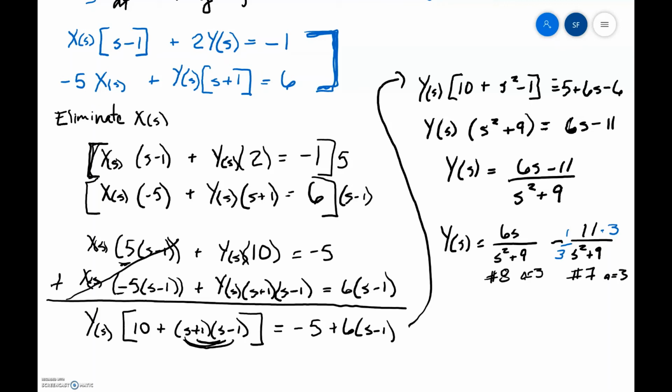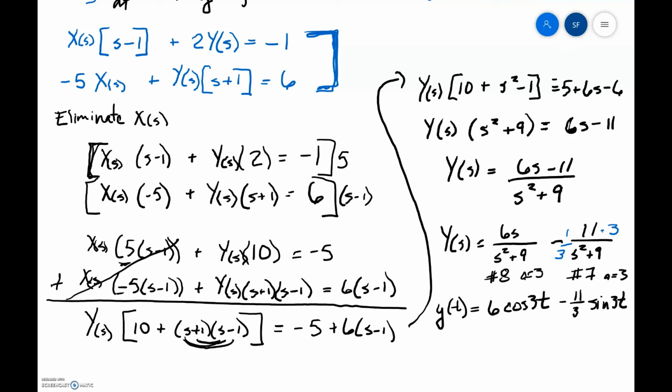Once I do that, now doing the inverse, I have a lowercase y of t. The 6 becomes my coefficient, and I have cosine of 3t, and then my 11 joins my 1/3, so I have an 11/3 sine of 3t. And that's the first half of the problem.